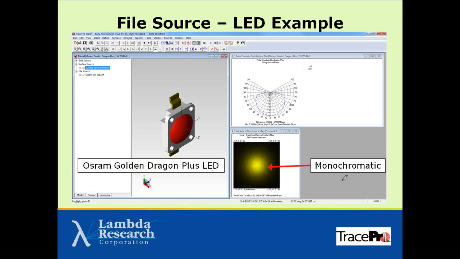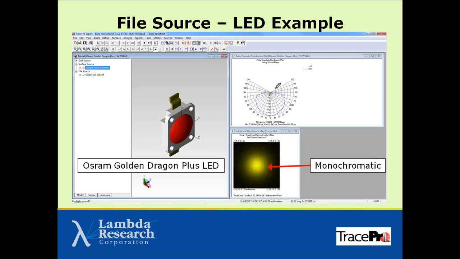Here we see a file source from an LED. In this case, it's an Osram Golden Dragon Plus LED. I downloaded the file source right from the Osram website. They have it available in a TracePro format. I also downloaded a SolidWorks drawing of the LED package itself, which I imported into TracePro. In this case, the LED package has no material properties, no surface properties. It's shown in the model for reference only.